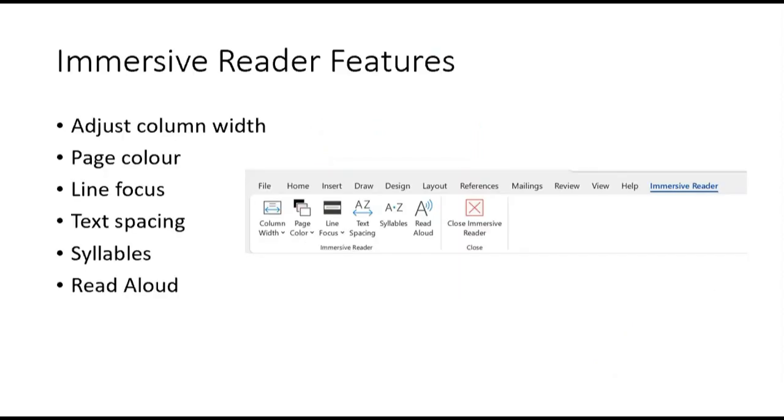This has many features. You can adjust the width of the column of the text. You can change the background color of the page. You can create a window to provide line focus on one or several lines. There's also text spacing to open up the appearance of the text to make it look less dense, and you can break the words and sentences up by syllables. And there is, again, the read aloud feature. Let's look at each of these in turn.